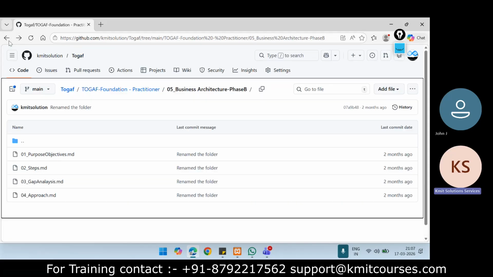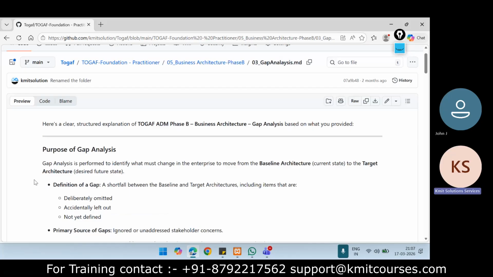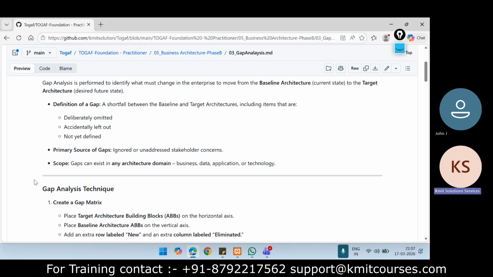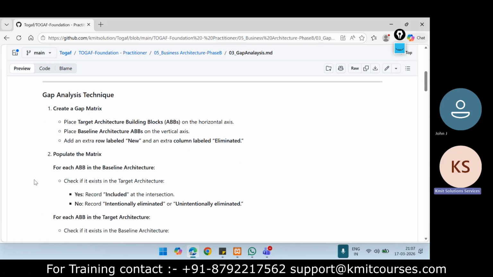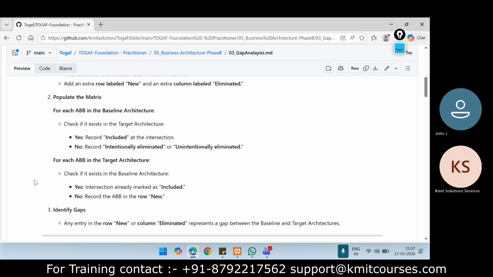So we were talking about the gap analysis also. In the gap analysis, mainly you are identifying the gaps between the baseline and the target architecture. Okay, so you create the matrix. In that gap matrix, you have the baseline architecture building blocks and the target building blocks. It is up to you how you want to represent the matrix. One should be defined horizontally, the other vertically. So it's a matrix form.